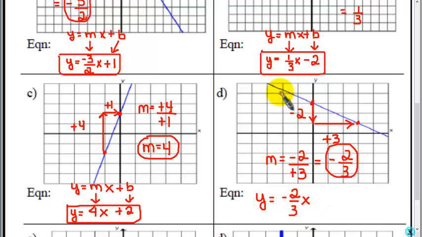and now we need to find a y-intercept. Where does the line touch the y-axis? Right there. Start from the origin. 1, 2, 3. So it would be positive 3. And there we go. Okay, then let's go on to the next problem.